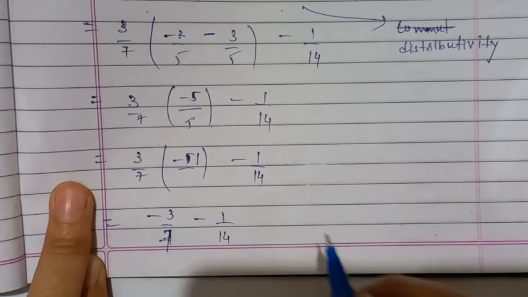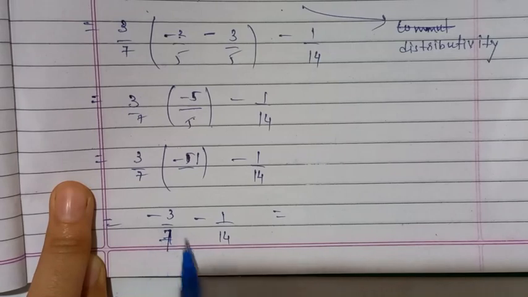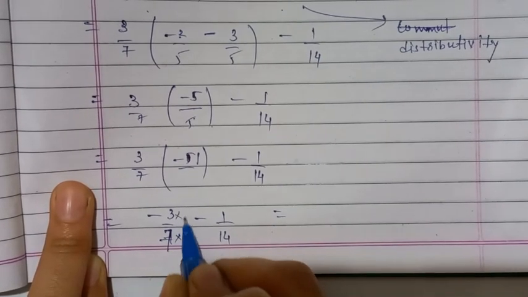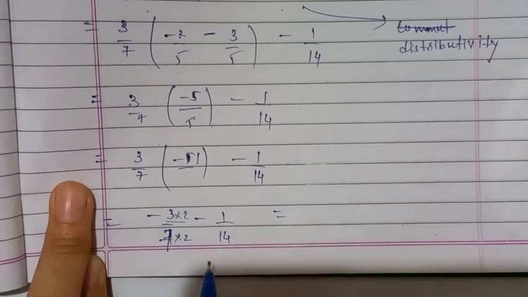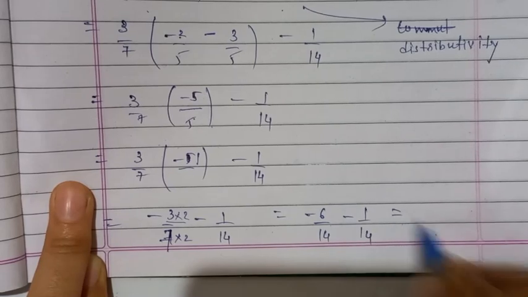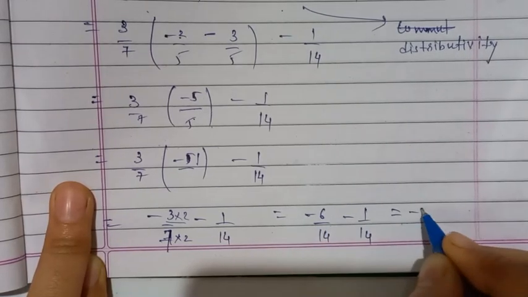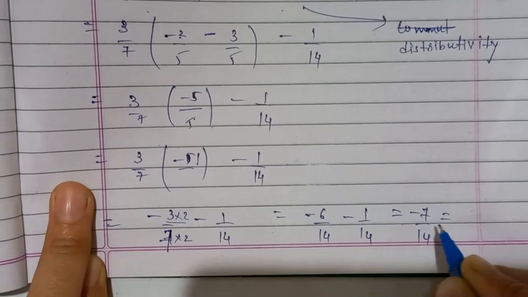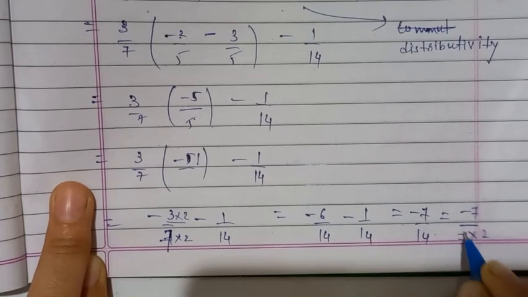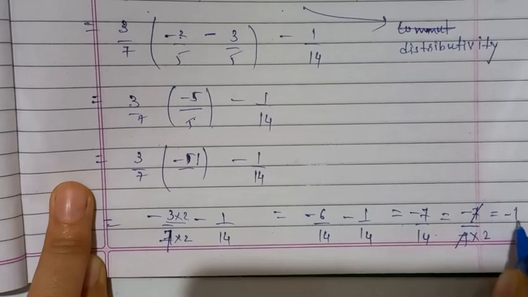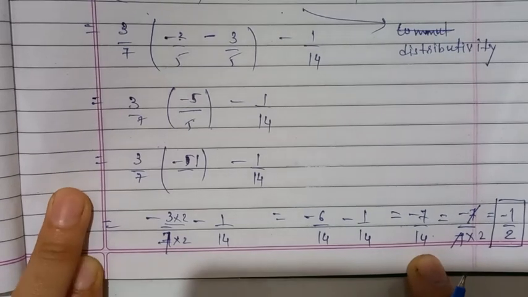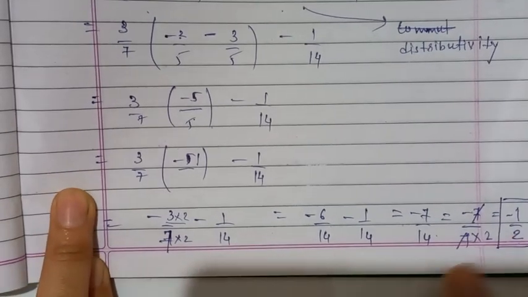Now here we have to make the denominator equal. If we multiply and divide by 2 here, then the denominator will become 14. So this is minus 6 by 14. Now we can add these two, minus 7 by 14. We can factorize this 14 into 7 into 2. Here 7 cancels, and our answer will be minus 1 by 2.